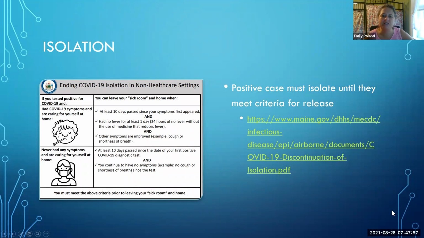Now, isolation, this is the term we use for someone who is the positive case. The positive case must isolate until they meet criteria for release. So the criteria here are at least 10 days have passed since your symptom onset or your positive test, whichever was earliest.